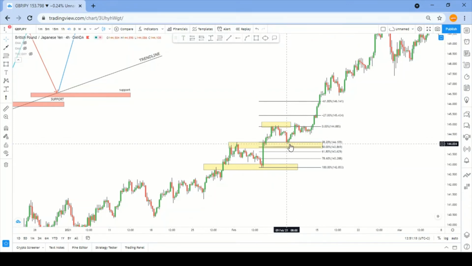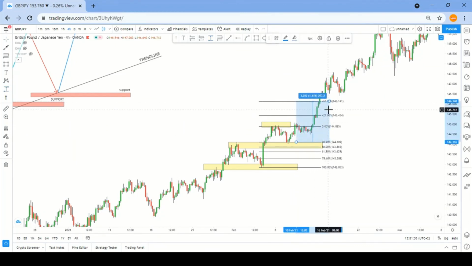I get a rejection candle, and within a space of, what was the date here? It was the 9th and the 12th. In 3 days, we hit take profit 1, 2, and 3, right? And let's see how many pips that was from the 38. That was 200 pips on GBP JPY.